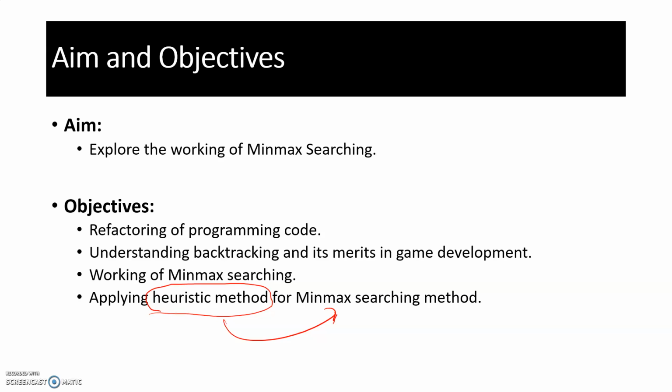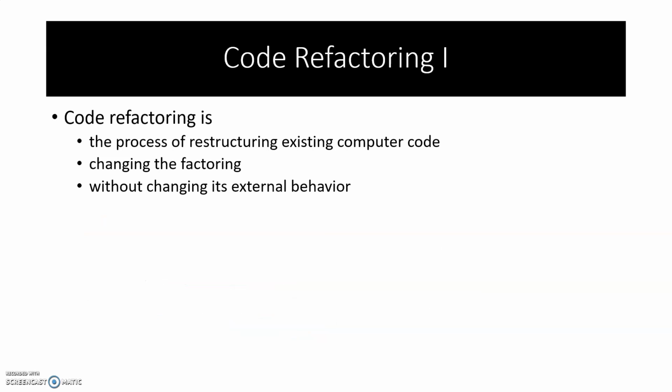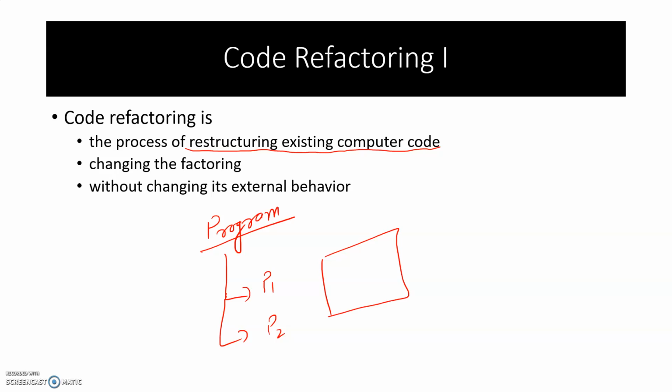So I will start with the first objective, which is given here, refactoring of the programming code. So what is refactoring of the programming code, and what are the benefits of refactoring the code? Code refactoring is the process of restructuring the existing computer programming code. Suppose you have written a program, and in this program you have created a game of 2 players, player 1 and player 2. Player 1 is playing this game.